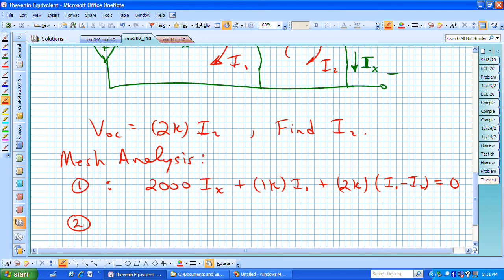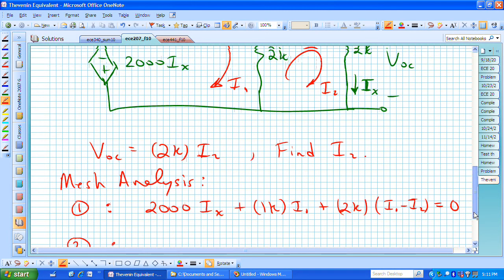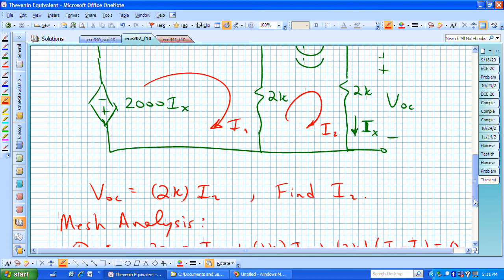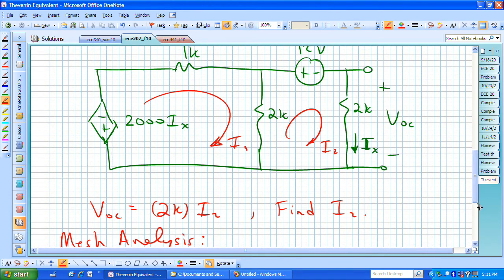We also can then write KVL around mesh 2. Starting again in the lower left corner, we'll have 2K times, now we want the drop to be positive going up, and so we now have I2 minus I1. That's the net current going up through that 2K ohm resistor. We'll have 2K times I2 minus I1 plus 12 volts plus 2K times I sub 2.